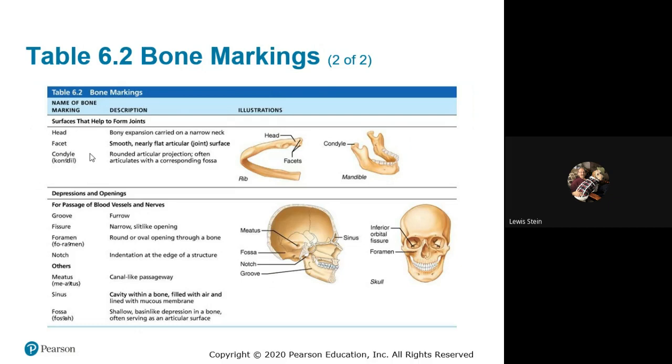Notches. Again, we go back to that famous notch here. Natural opening. That's such a big notch. This little one here is for the sciatic nerve. So this is called the greater sciatic notch. This is the lesser.